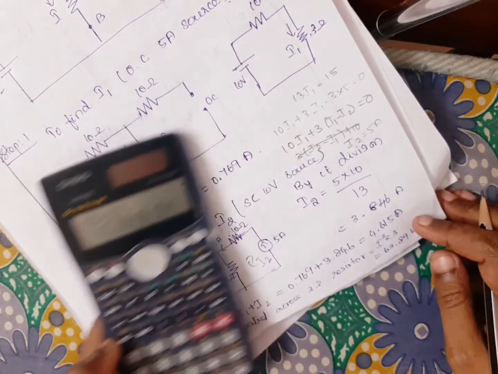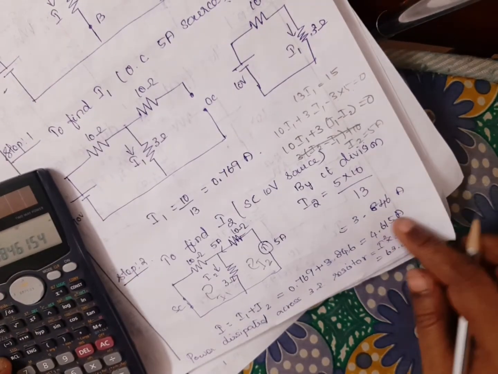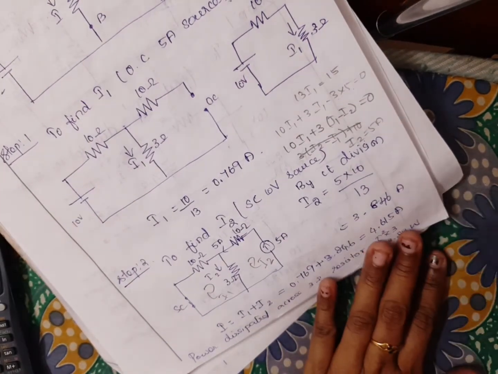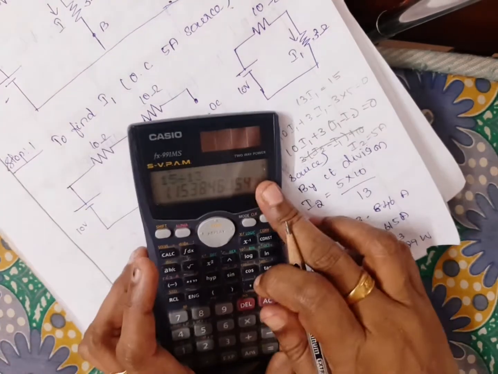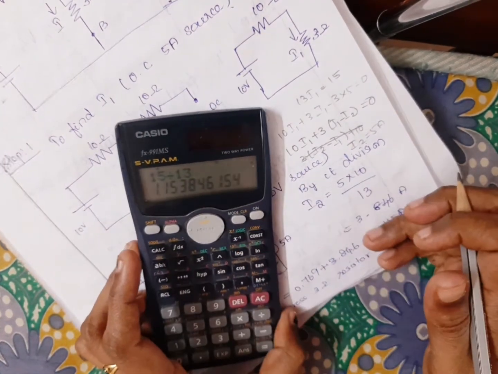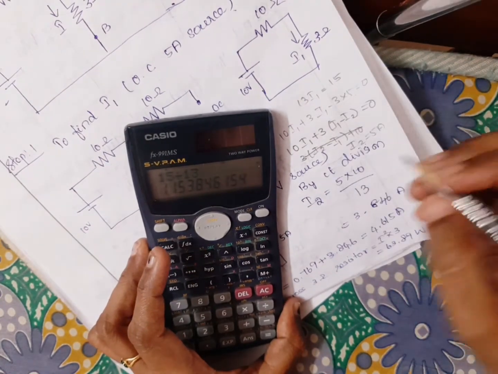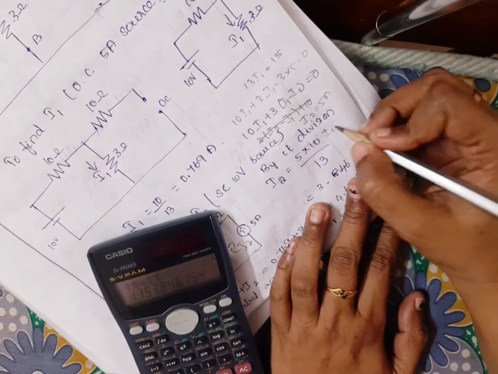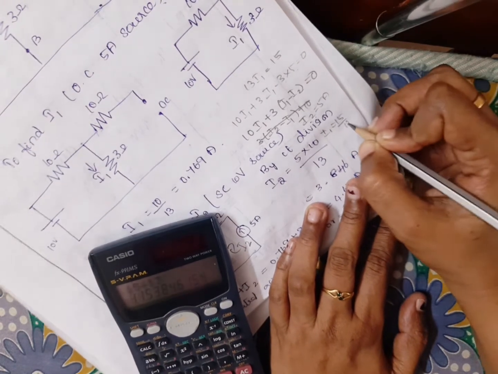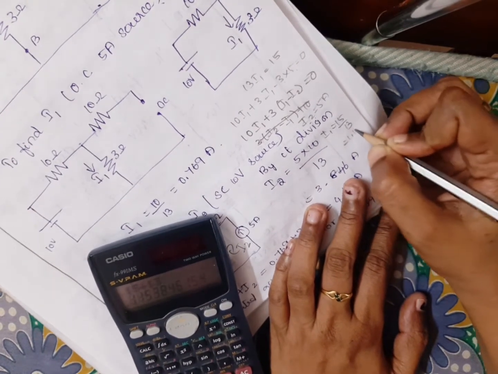So you got the answer, I1 equal to 15 divided by 13. Okay, so 15 divided by 13 is 1.15 ampere.